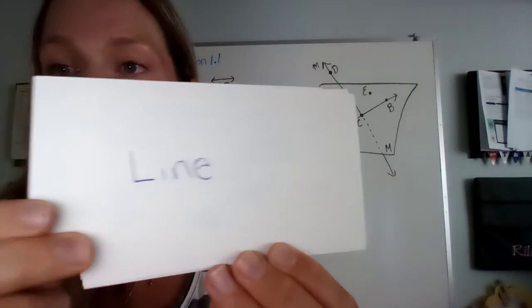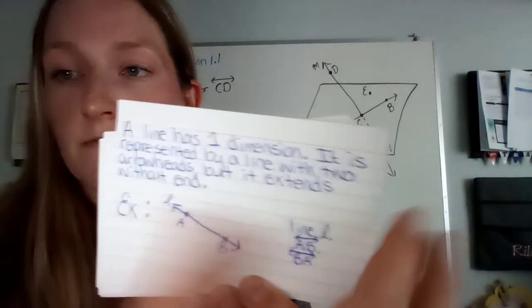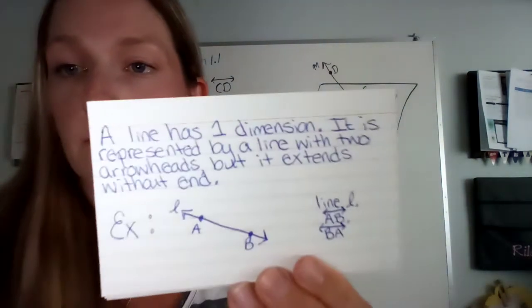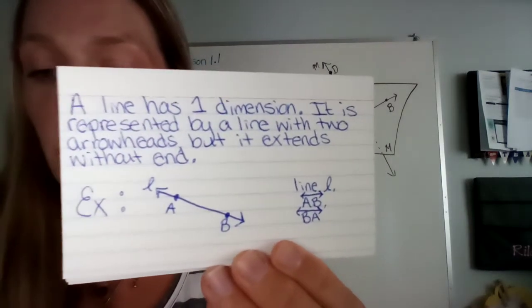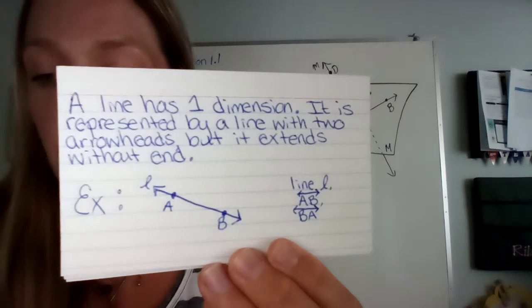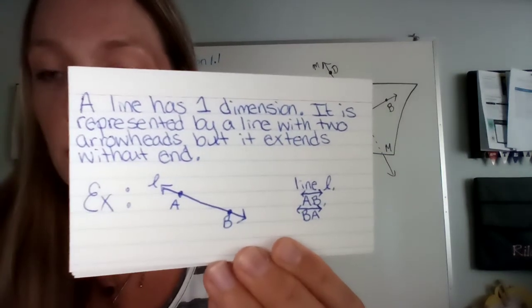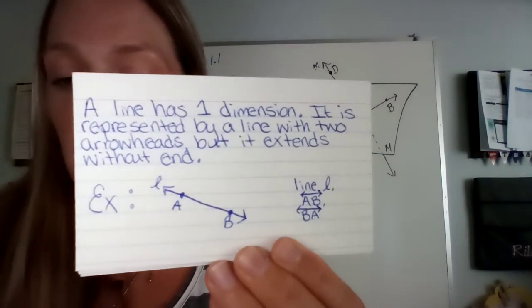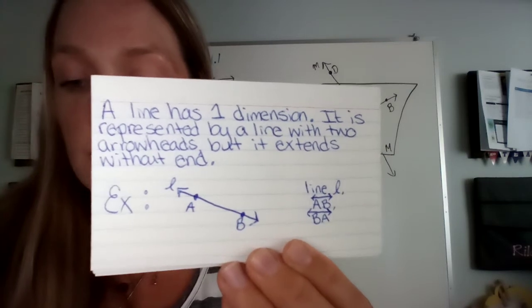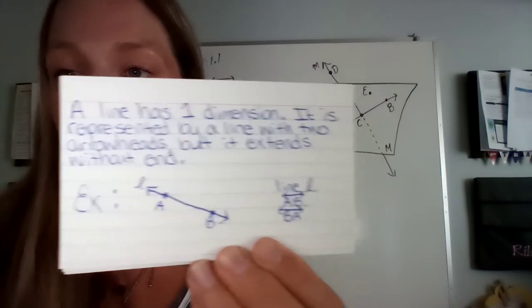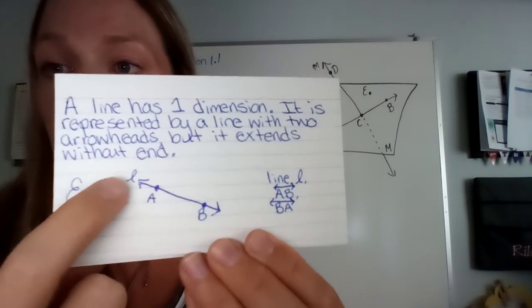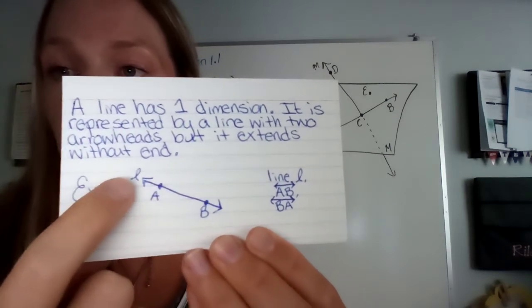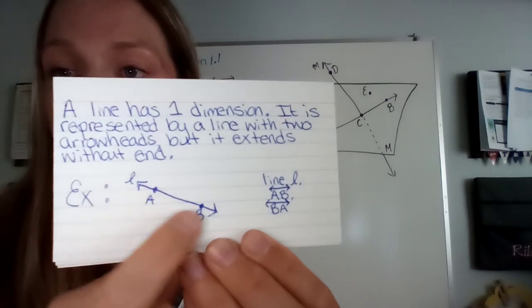The next is line. All right, so your definition of a line. A line has one dimension. It is represented by a line with two arrowheads, but it extends without end. Okay, and I drew an example. So here we have two arrowheads. All right, there's a cursive letter near one of the arrowheads, and then we have points A and B.